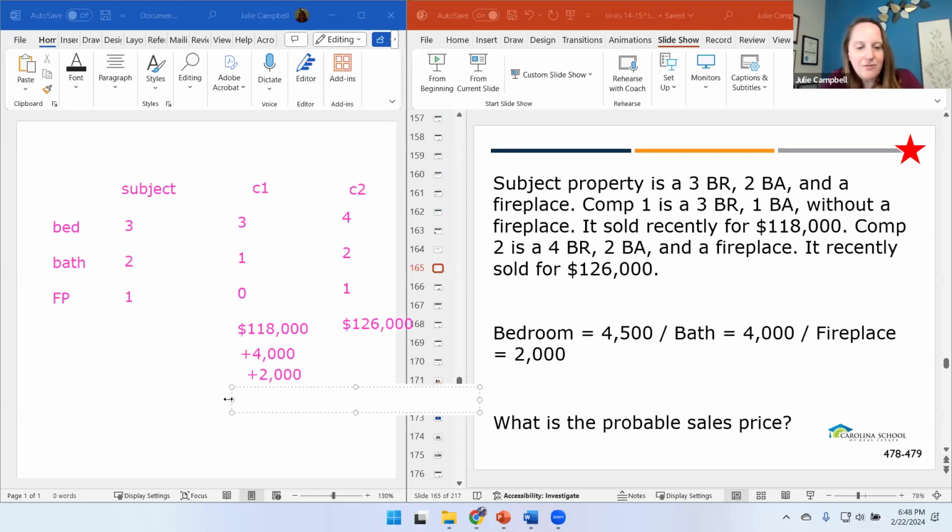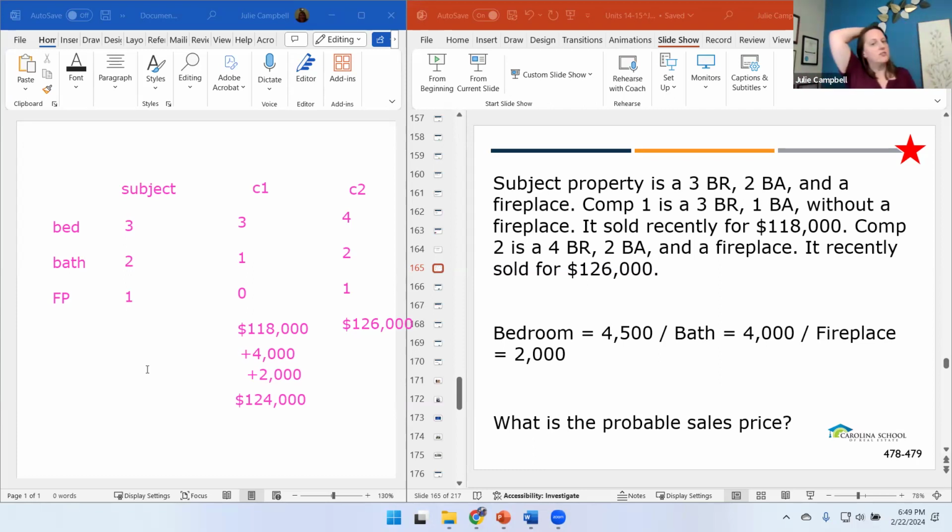So based on our research, it sold for $118,000. That's what a buyer is willing to pay for it. But once we make some adjustments, once we make the comp match the subject, we can expect that had this buyer bought this exact same house, only with another bathroom and a fireplace, they would have paid $124,000. We adjusted the comp to match the subject.